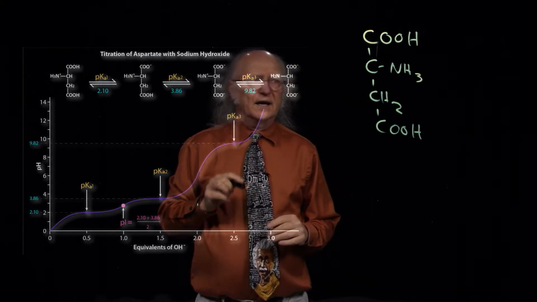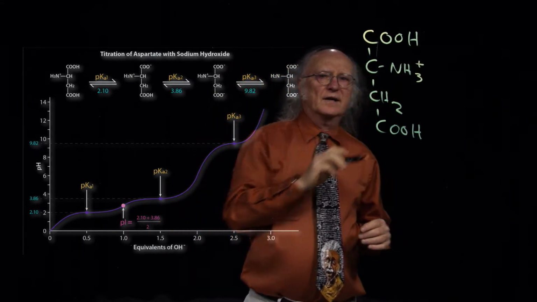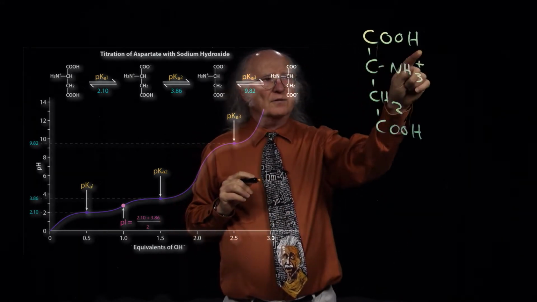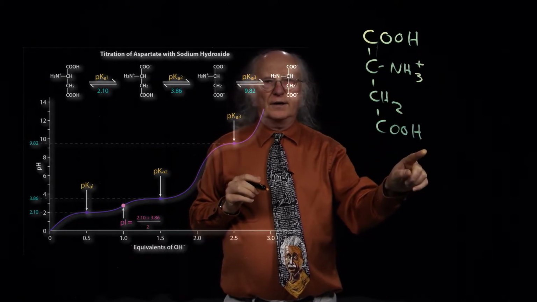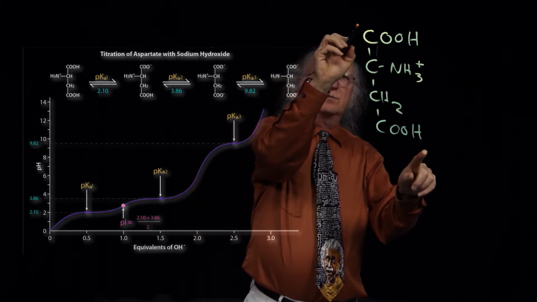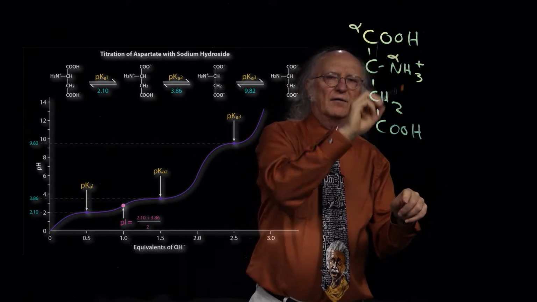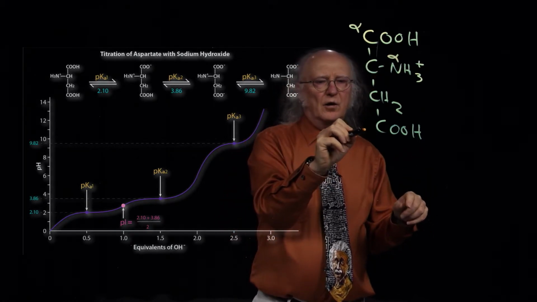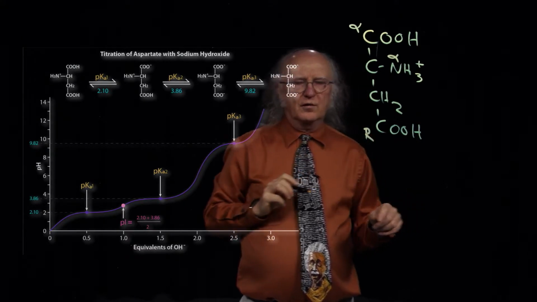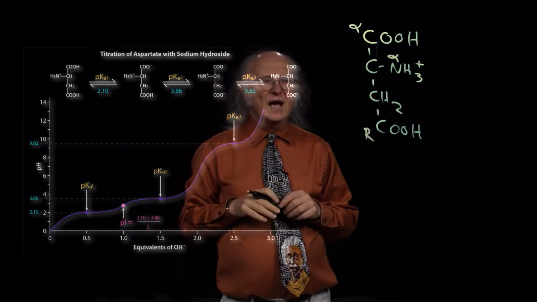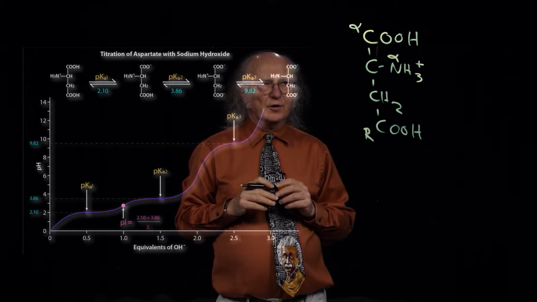So we've got NH3. When I have a 3 there, that's a plus. I have a carboxyl group right here, and I have a carboxyl group right here. This carboxyl group is the one I call the alpha carboxyl group. This amine is what I call the alpha amine. And this carboxyl group is what I call the R group carboxyl group. And so I'll be referring to those as I go through the titration curve.